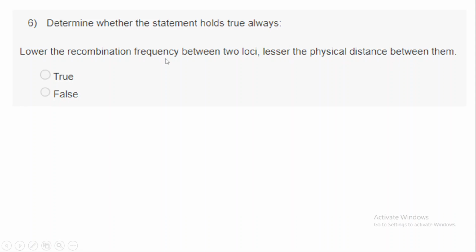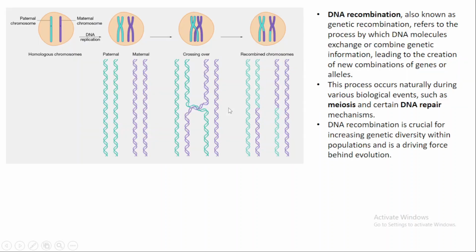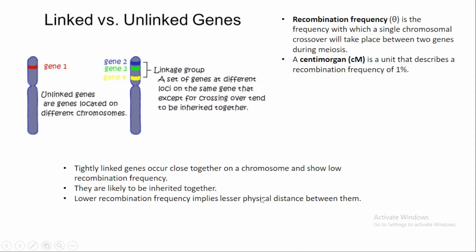but generally the case is if two genes are tightly linked, they are closely associated with each other and the probability of recombination between them is lower. So lesser the physical distance, lower the recombination frequency. This is correct, but it does not hold true always. That's why the false answer is correct. So the explanation to this, I would correct myself: lower the recombination frequency implies lesser physical distance. This is correct.